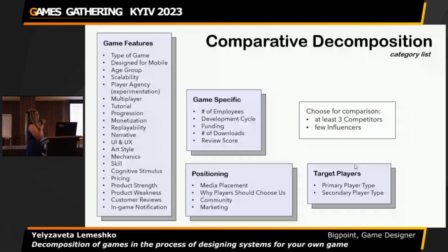Later on, you will have the chance to get the PDF file of this presentation from me, to use this comparative decomposition category list for how you can actually go with this type. You have the list of game features, or for the game specifically, how this game is placed on the market, and who the target players are. But as a suggestion, go with at least 3 competitors, and not only mobile or PC, depending on your game. Go both ways, for PC and for mobile.